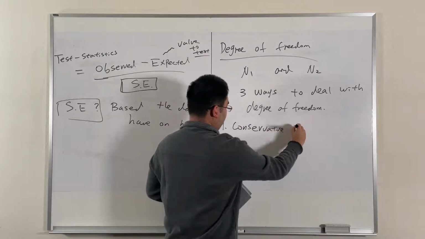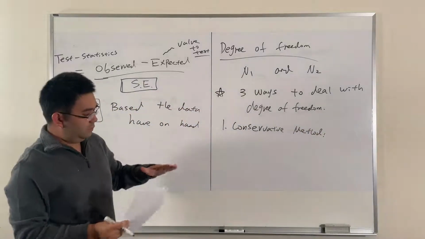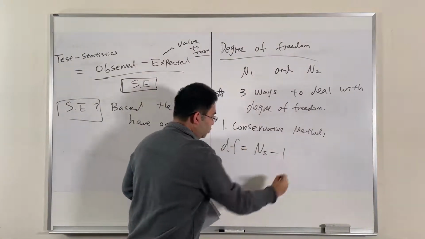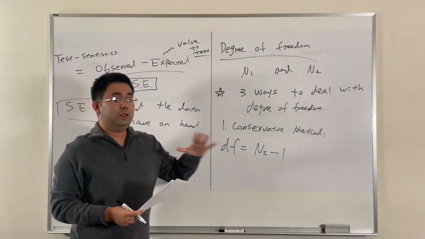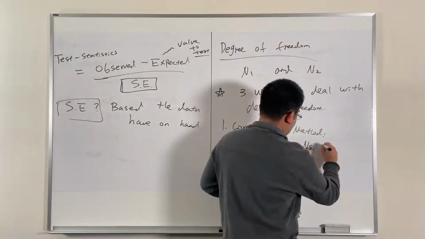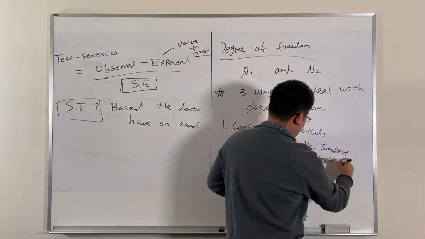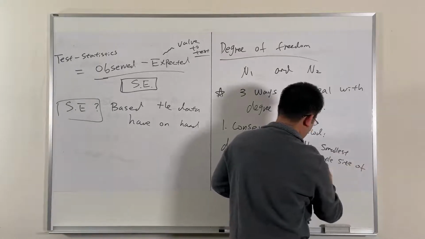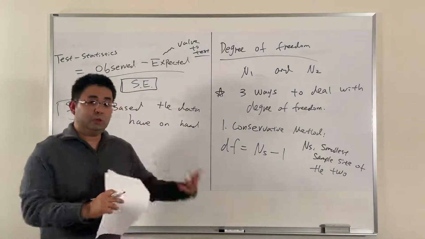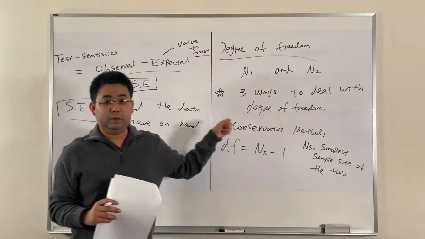Conservative method. Okay. So under the conservative method, our degree of freedom equals ns minus 1, where ns means the smallest sample size of the 2. Whichever one is smaller, you're going to use that one and subtract 1 to get your degree of freedom. And this is our conservative method.